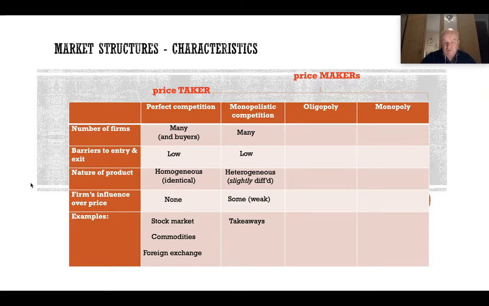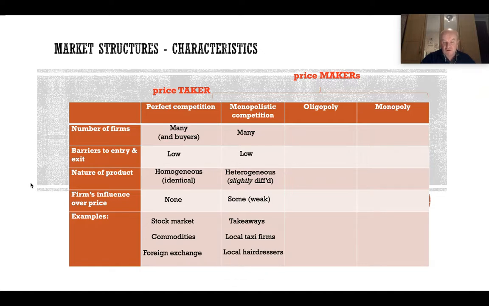If you think about all takeaways, they're all pretty much offering the same thing, but clearly they will have different types of food style and delivery, and obviously that means that they are offering a slightly different product from the rest of the market. Okay, local taxi firms, similar again, and local hairdressers.